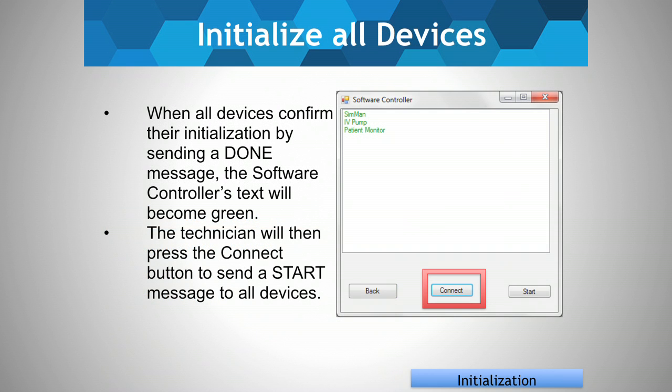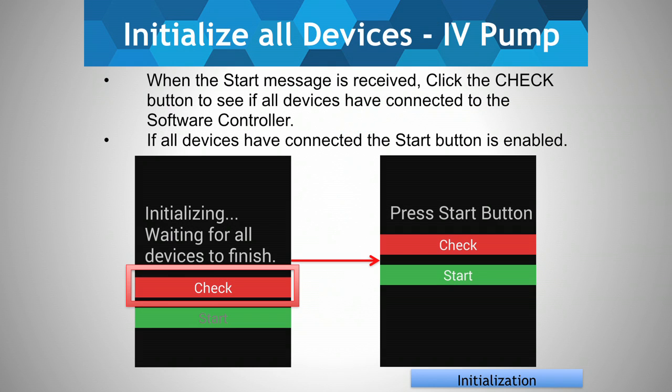So now, since all devices have been initialized, what we're going to do in the software controller is we're going to go ahead and press connect. As you can see, the text in the software controller has turned green, letting the technician know that all the devices have connected and everything's a go. So the technician will press the connection button and start messages will send out to all the devices that are already connected to it. So back to the IV pump.